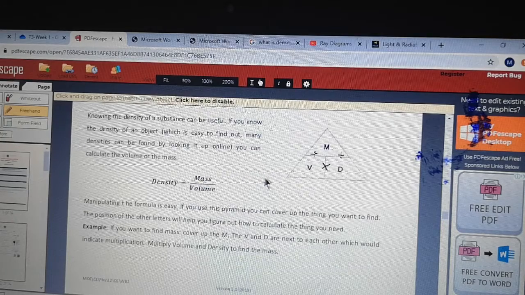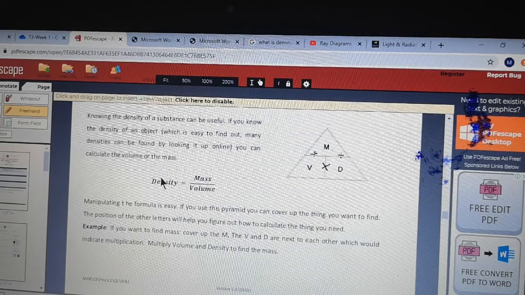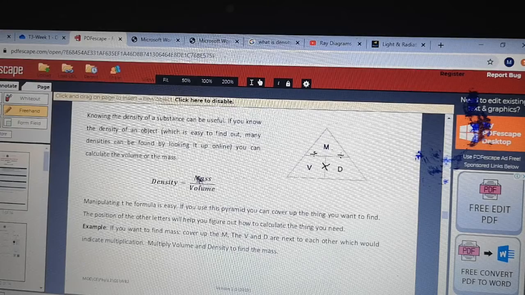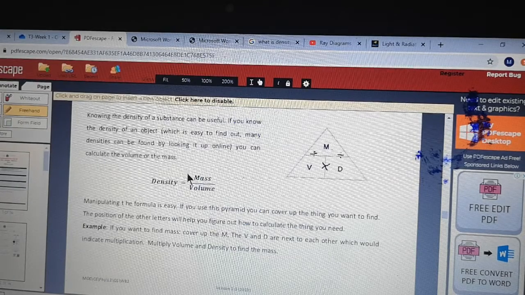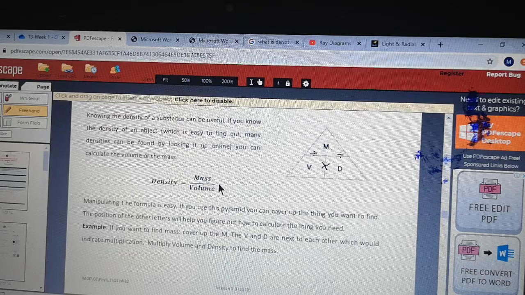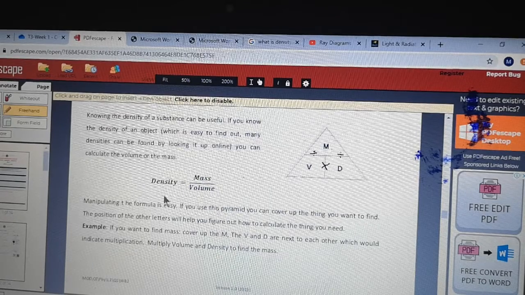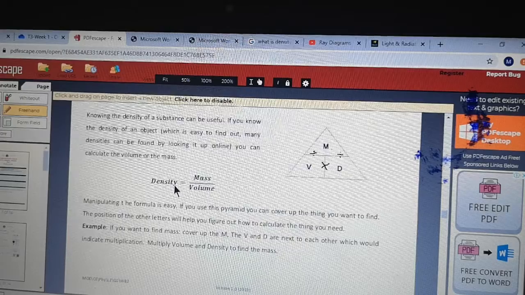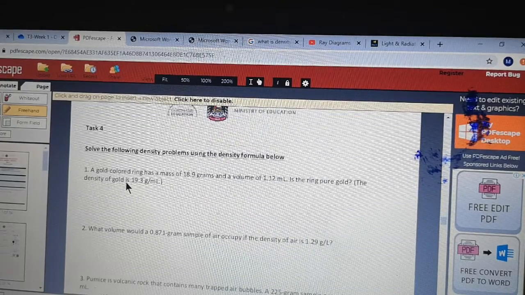Now always with this kind of formula they will tell you 2 of the things and you will have to calculate the other one. So imagine they tell you the mass and the volume. Well, you will just say, okay, mass divided by the volume number gives me the density number for whatever it is. Let's see if we can do it.